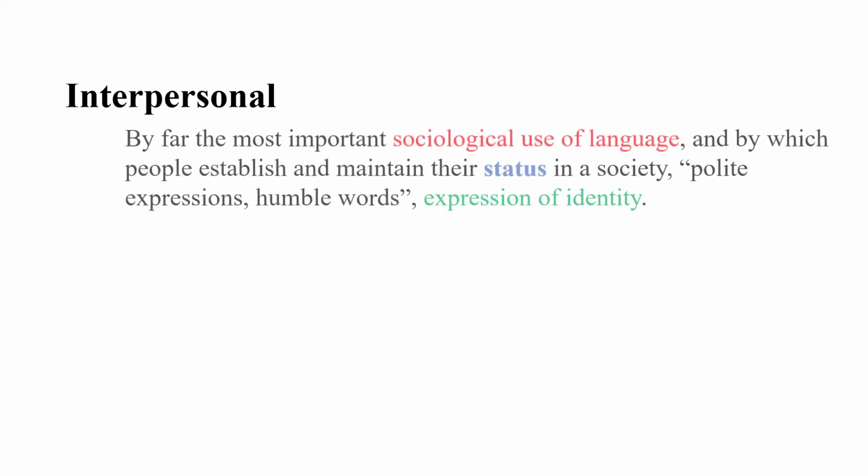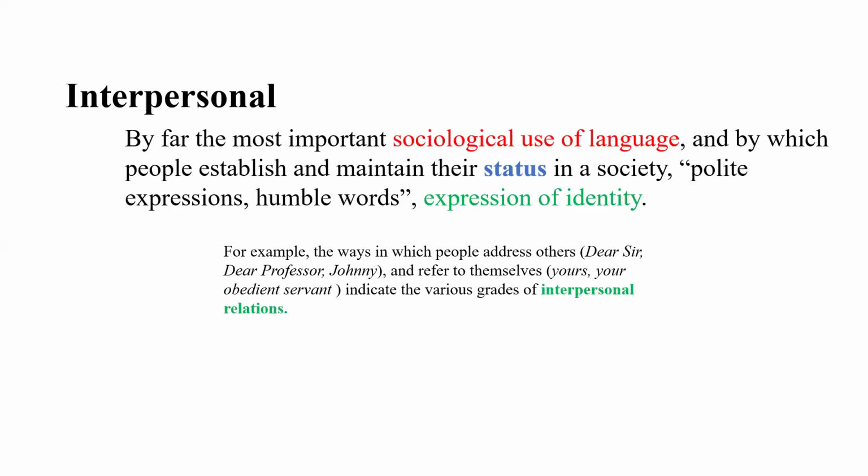Then number two is interpersonal. By far the most important sociological use of language. So here we are talking about two terms. We are just sneaking toward the so-called sociolinguistics, because we are talking about the sociological use of language. So sociology and language, when we put them together, give us sociolinguistics, by which people establish and maintain their status in a society: polite expressions, humble words, expression of identity, and so on. So later we'll talk in detail about this.